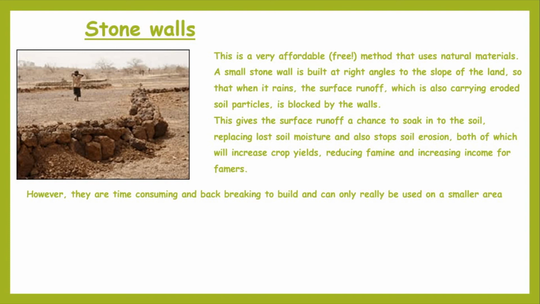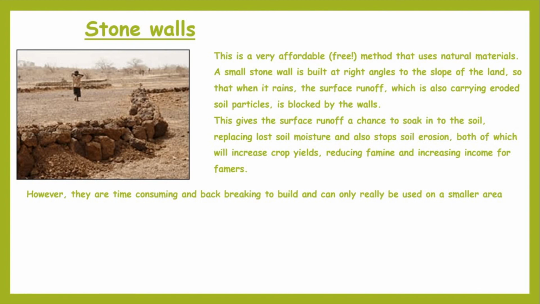So when the rains do arrive, what tends to happen is because the soil is so baked hard by the sun during the drought, there's no infiltration. The rain doesn't soak in. It just hits the soil and runs straight off, taking a lot of the soil with it. So what these stone walls do is they block the path of the surface runoff, trapping it just long enough to allow it to soak back into the soil, to recharge the moisture in the soil.